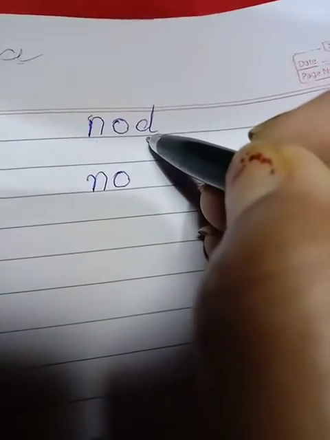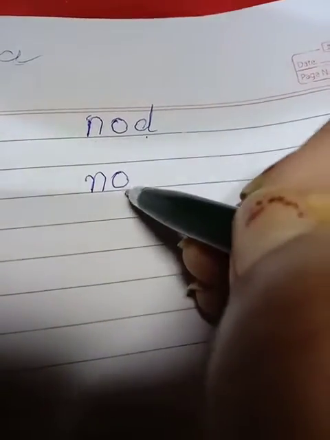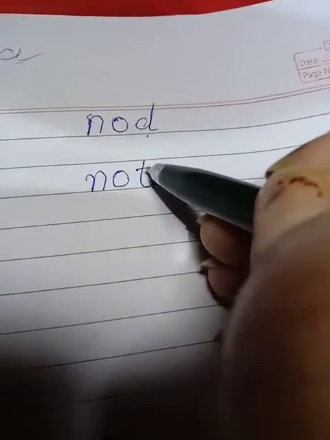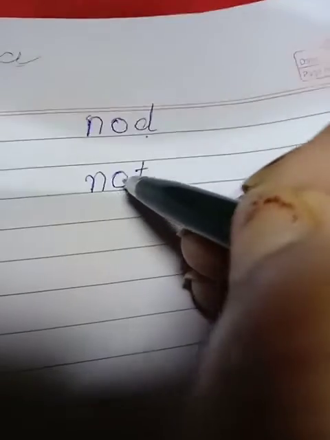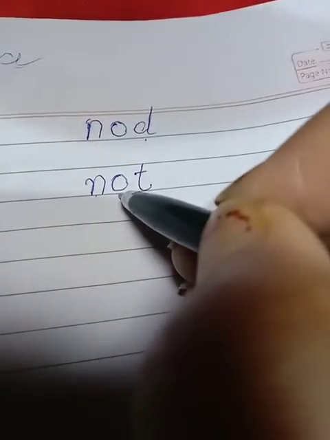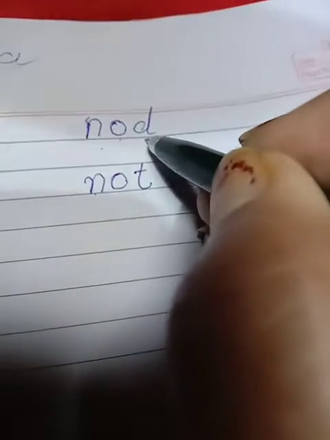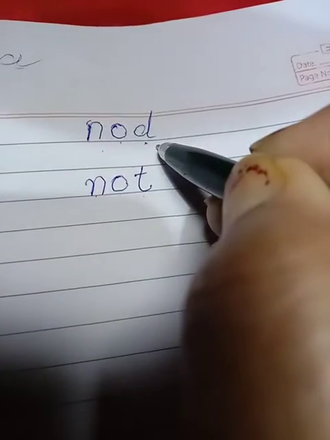No, D, nod. And if I put T here, T says T. So no, N, O, T, not. N, O, D, nod. Understood?